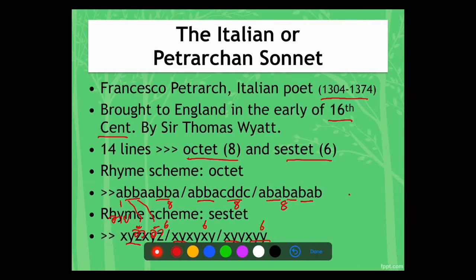So if you want to write a sonnet, in the first part you follow the octet, and in the second part you follow the sestet. You need 8 lines, and for those 8 lines you can follow the first rhyme scheme, the second, or the third. It's all up to you. Then for the last 6 lines, you can follow XYZ XYZ, or just XY XY XY, or lastly XYY XYY. You need these two parts together, 1 plus 2, and then you get the Italian sonnet. So follow the rhyme scheme.